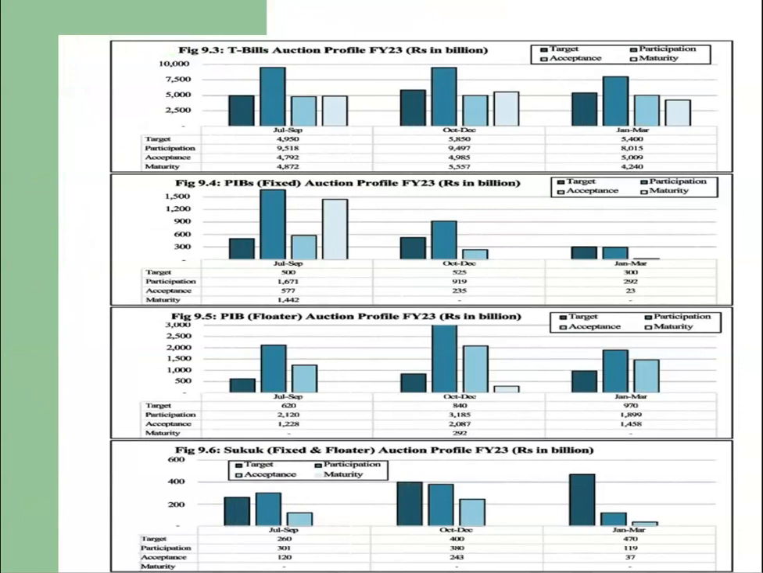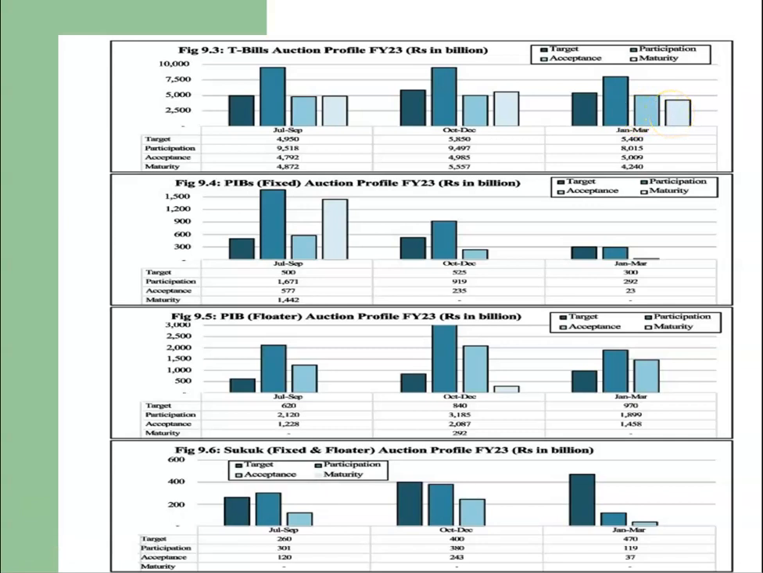Here in this table we can see the treasury bill auction profile of fiscal year 23 in billions, and there are four types of information available here. That is the target, and this is the participation, and this is the acceptance, and this is the maturity. Similarly, this is for the period October to December, and for January to March, these are the target, the participation, acceptance, and maturity.